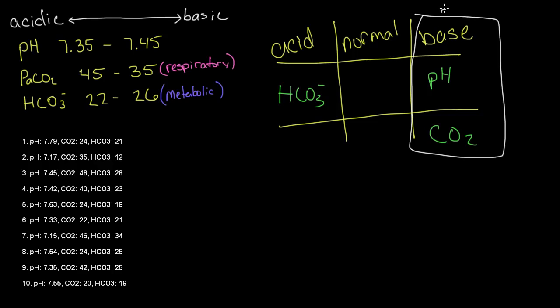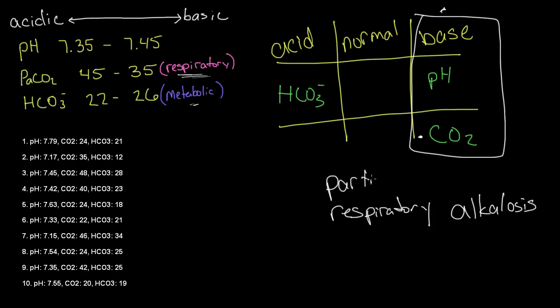So our tic-tac-toe was formed with these three parameters. Since it's in the base column, we know that we are in alkalosis of some sort. Now we need to look to see which parameter made up our tic-tac-toe. In this case it's CO2, and remember CO2 is a respiratory value. So we are in respiratory alkalosis. And then we need to see the opposite parameter. We look at the opposite parameter, in this case our metabolic parameter, and which column it's in. It's in the acid column. So this means we are partially compensated.